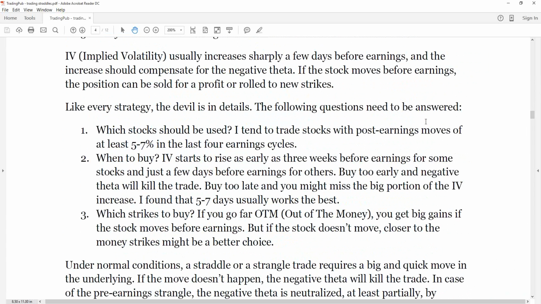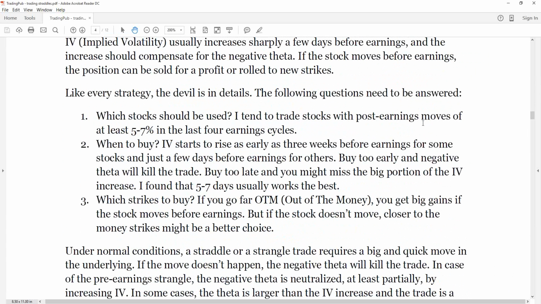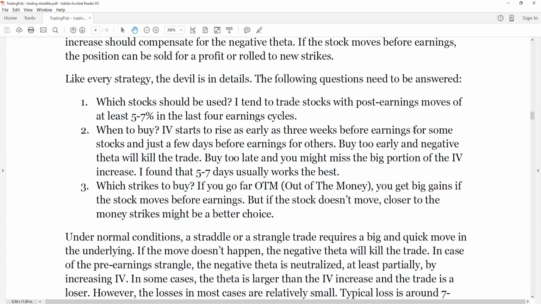Now, of course, like every strategy, the devil is in the details, and we need to address the following questions. Which stocks should be used? I tend to trade stocks with post-earnings moves of at least 5–7%. Again, this is not a firm requirement. Sometimes we trade stocks which have smaller moves. The important thing is to enter at a reasonable price.